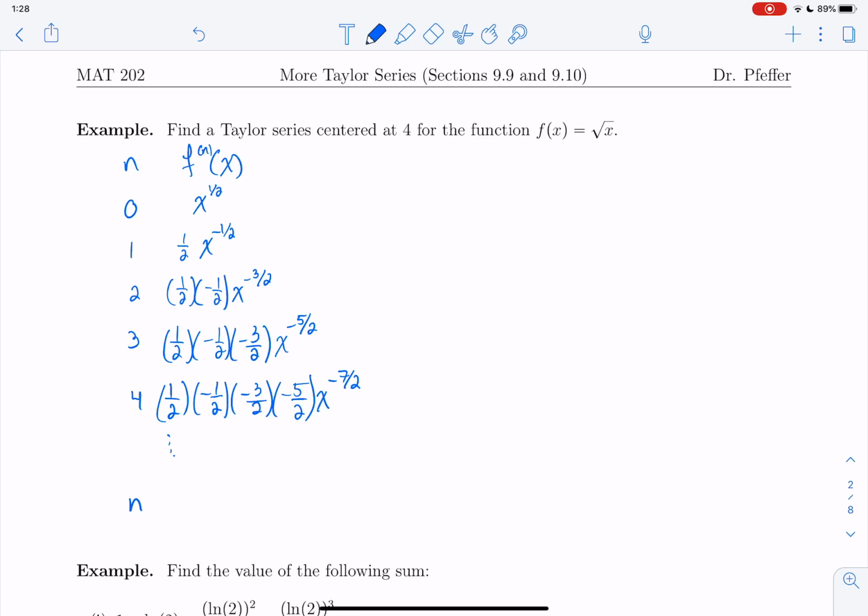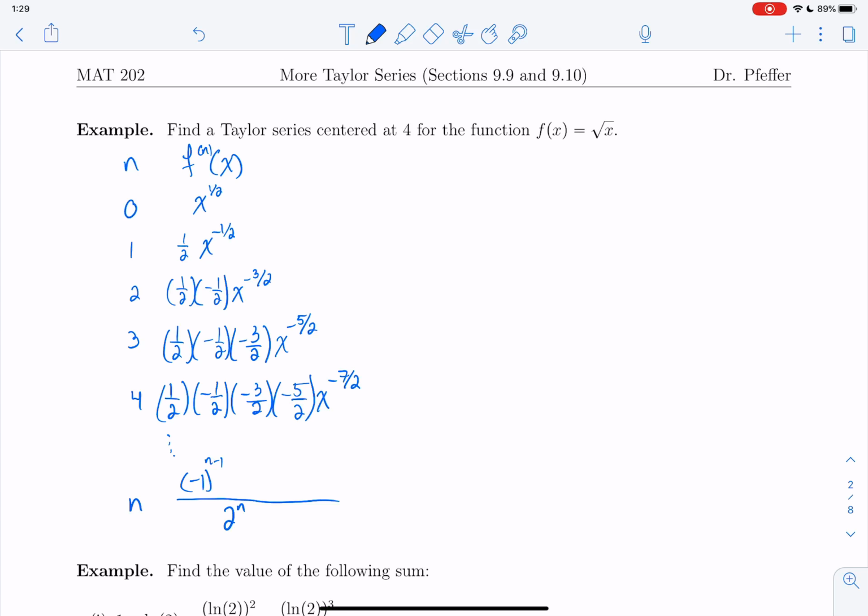And what we had deduced was that, in fact, when n is 4, there are 4 2's on the denominator. So when n is n, we should have n 2's on the denominator. When n was 4, there were 1, 2, 3 negatives. So when n is n, we should have n minus 1 negatives. N minus 1.